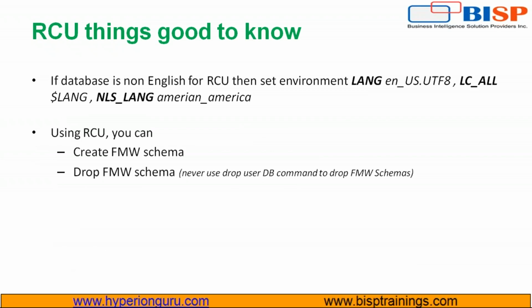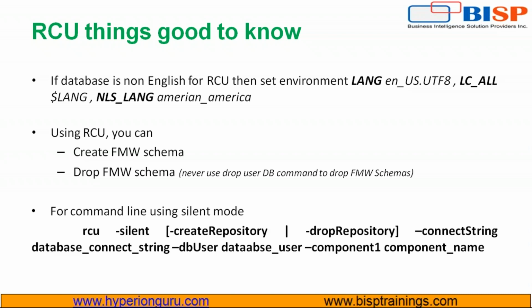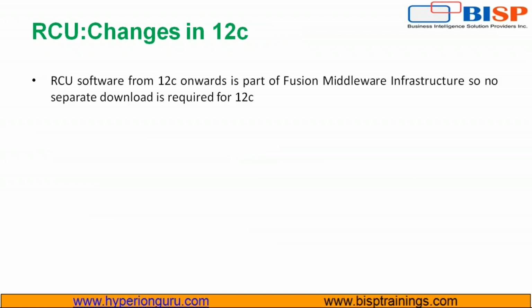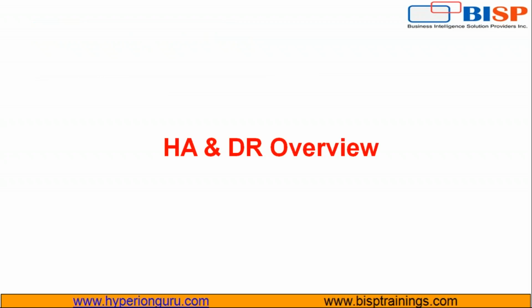Okay, so this is not important, although you can just see it. You can do create and drop as well. So let's say you have created a schema for the first time, and for some reason your configuration failed or you had some mistake. Now next time if you want to do your configuration again, you will have to drop it. So RCU provides that facility as well. It provides you the facility to create as well as to drop a schema, and you can do it using the GUI or silent mode. Okay, so that difference I've already told: in 11G you have to download separately, and in 12C it is just part of your Fusion Middleware infrastructure.